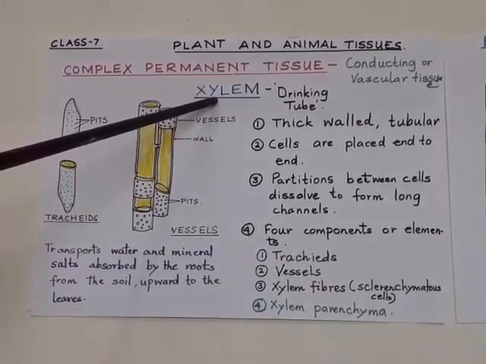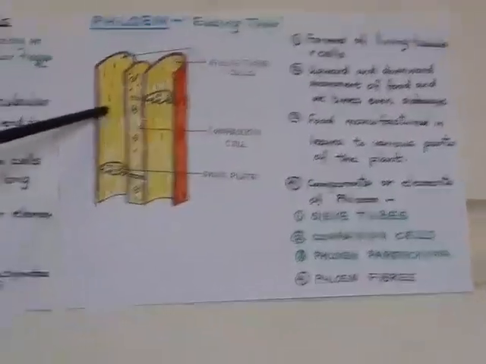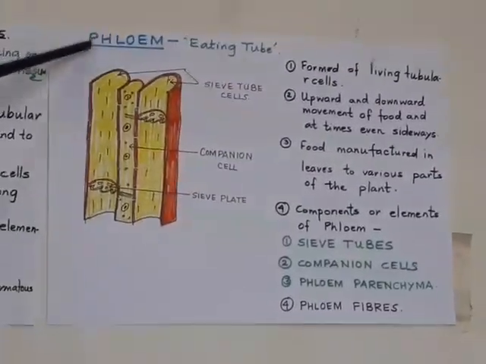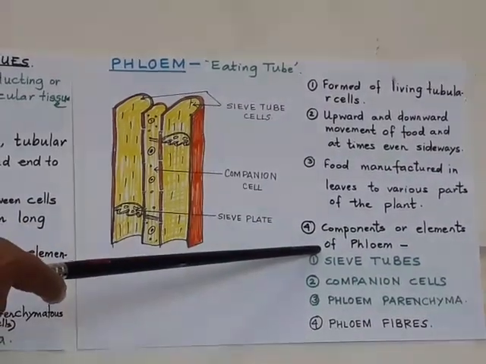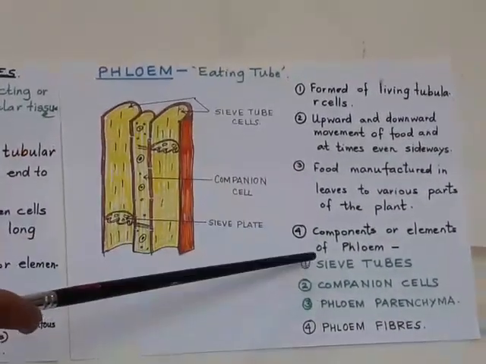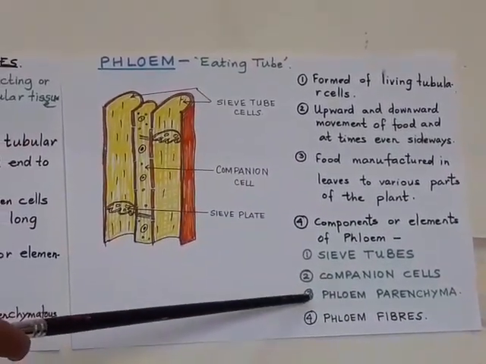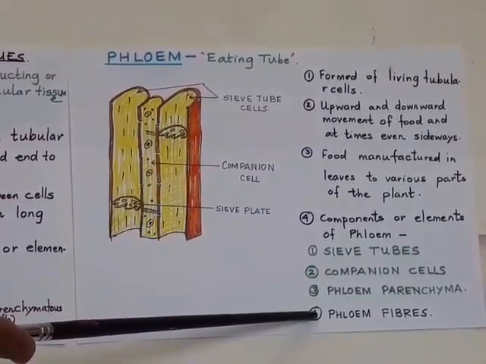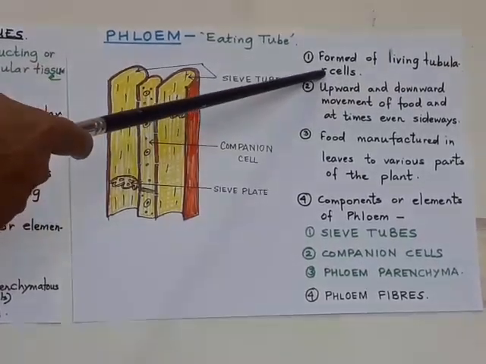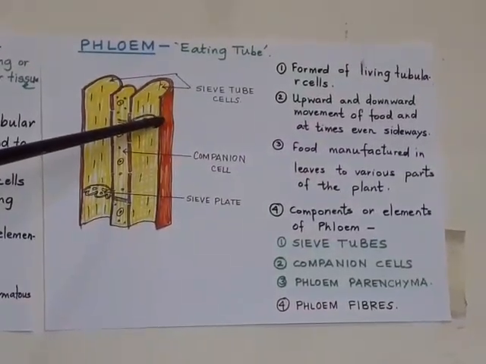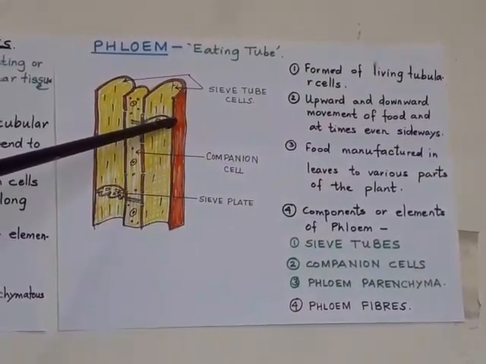Now we come to phloem. The phloem cells are also made up of four components or elements, which are sieve tubes, companion cells, phloem parenchyma, and phloem fibers. Now, xylem was formed of dead tubular cells, and phloem cells are formed of living tubular cells.